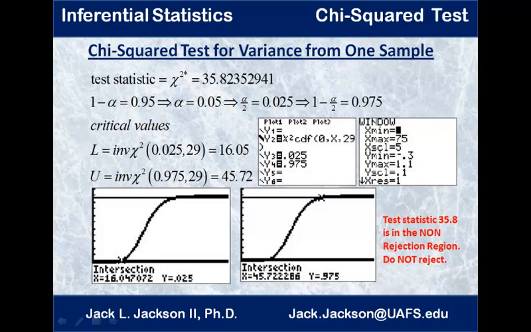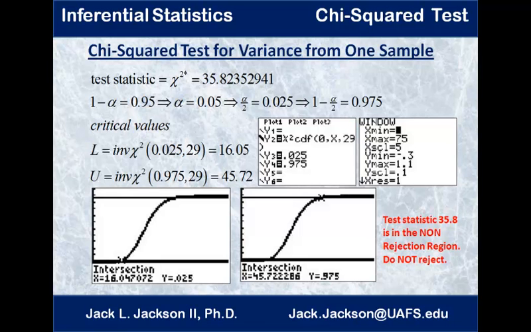So notice that alpha over 2 is 0.025, and 1 minus alpha over 2 is 0.975. We want to graph those two things along with the chi-square CDF with 29 degrees of freedom. We see the two pictures here at the bottom, and there's a window for you. We do a calc intersection to find those critical values, which I rounded off to about 16.05 and 45.72, and the test statistic is between the two.